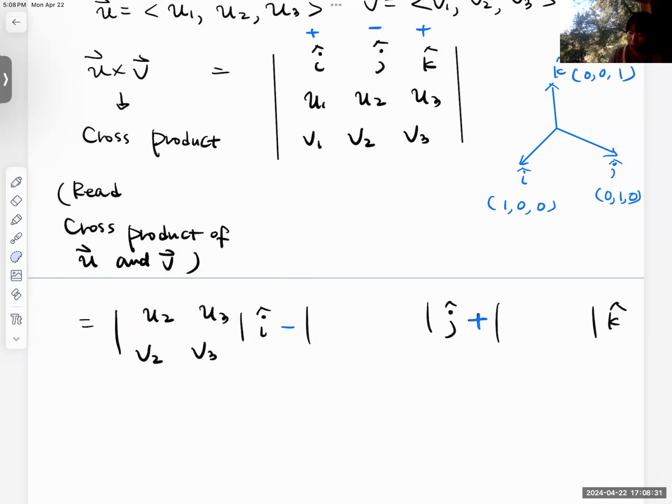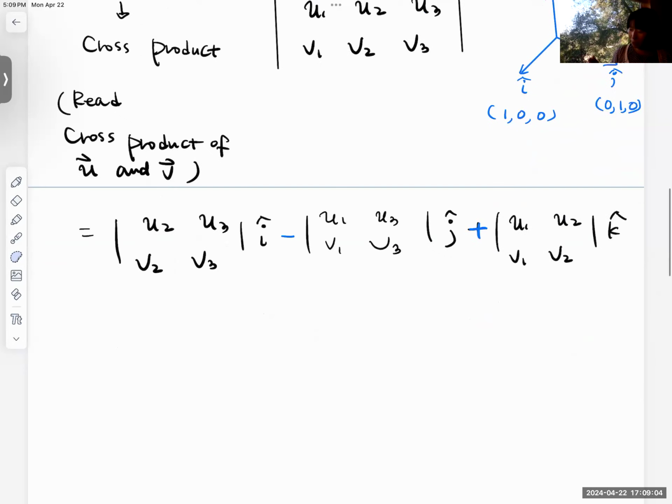Very good. Now j. So cross out first and second column, so u sub 1 and u sub 3 like this. And k. So we're using it like that. So let me just make a copy and paste. Okay, very good, right? Okay, let's calculate.